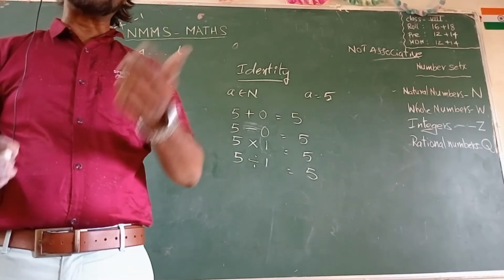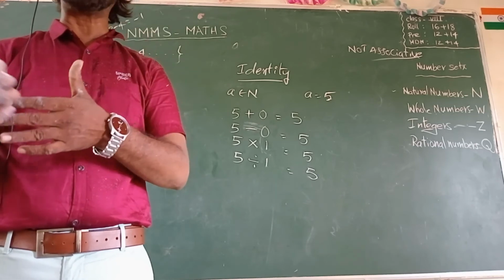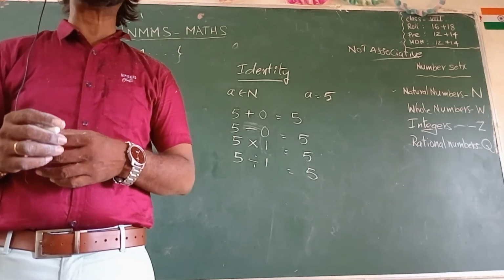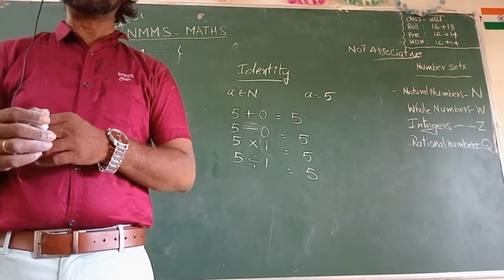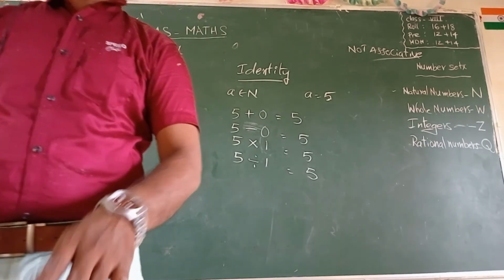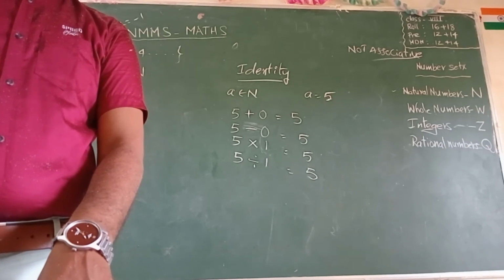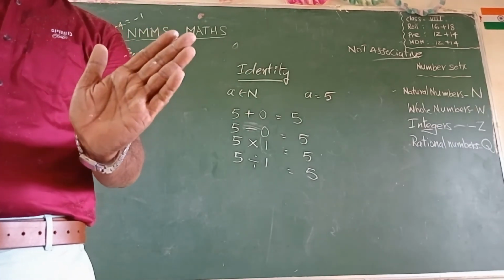So, 0 is a number. If you add it to any number, you are getting the same number. Then additive identity. 1 is a number. If you multiply with any number, you get the same number, and if we divide any number with 1, we are getting the same number.